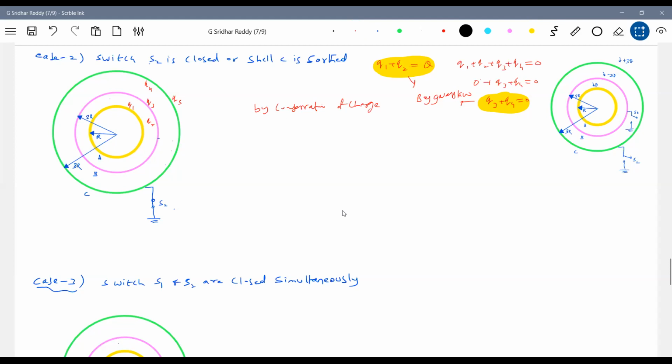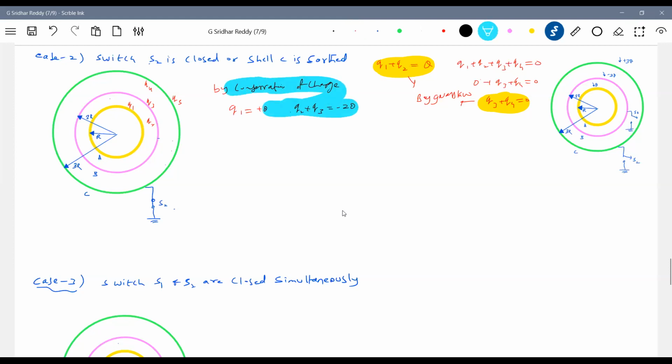Just see that ideas are very important. The problem may change. By conservation of charge, which shell, what we can write? Q1 must be equal to plus Q. Shell A is not earthed. Then shell B is not earthed. So therefore Q2 plus Q3 should be equal to minus 2Q. This is exclusively the conservation of charge idea.